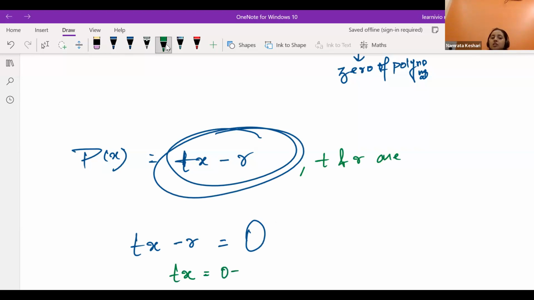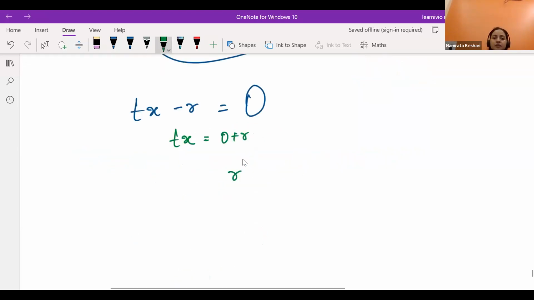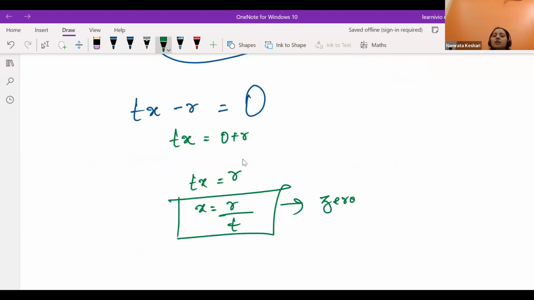So we will try solving it. 0 plus r, 0 plus anything is just the same thing. X will be r by t. This x value is called the 0 of this polynomial. Are you getting it? Yes, ma'am.